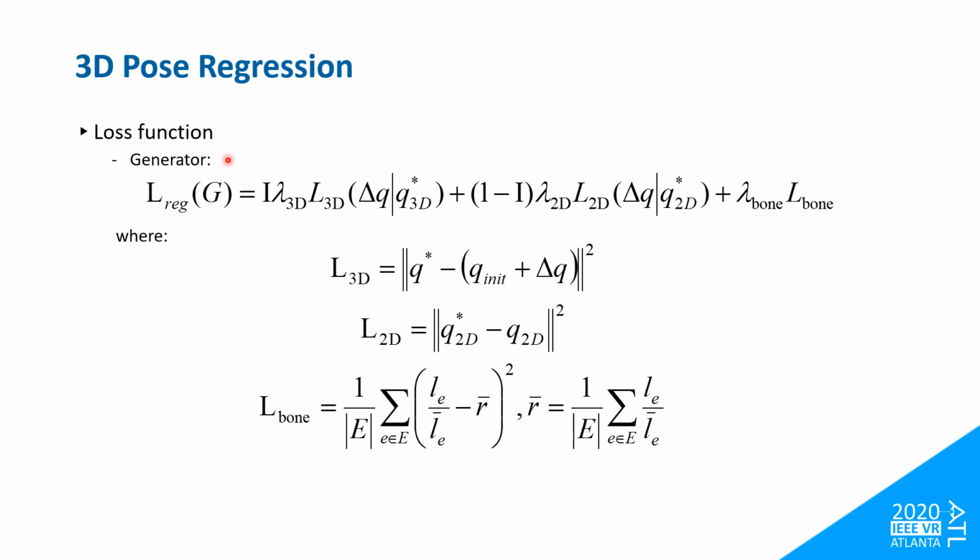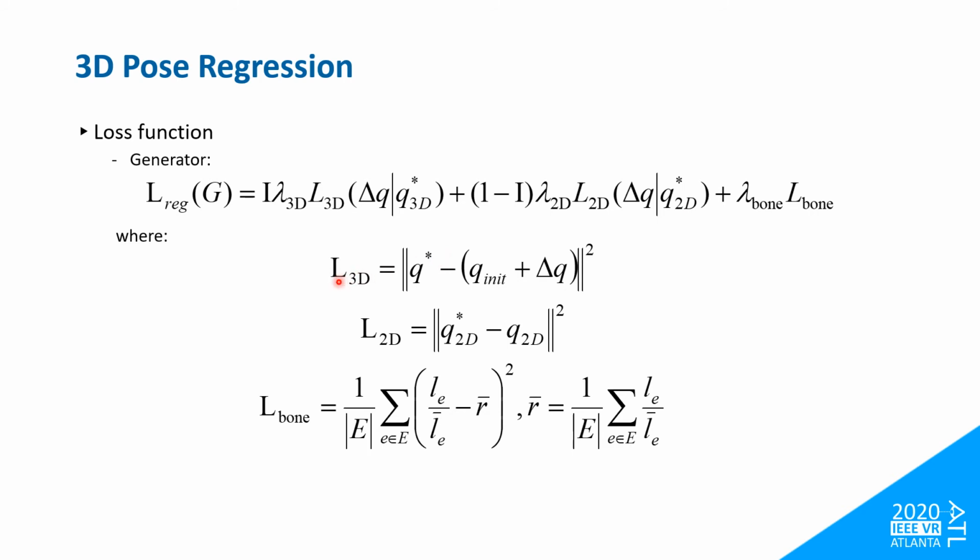So here are the details of our loss function. We design a 3D pose regression network using both the fully labeled data and the weakly labeled data. The overall loss function of the generator is shown as follows, where I is the indicator function, which assesses whether the data are fully labeled data or weakly labeled data, and lambda 3D and lambda 2D are the loss weights. The variant with star means the ground truth.